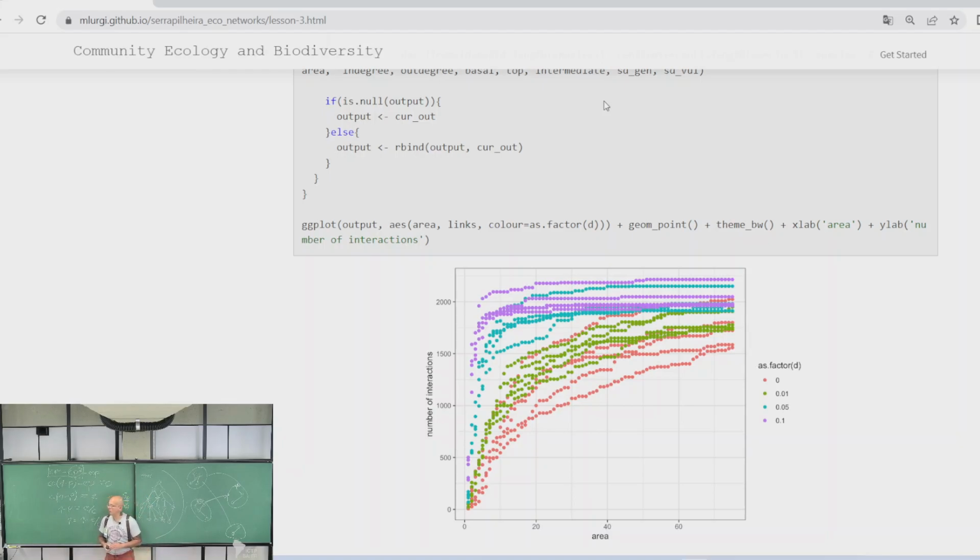But I was looking for something more distinctive, especially in the first part of the plot. So if you look at this part, at areas between 0 and 10, let's say, what do you think about this? The communities with more dispersal get to the point of maximum species number faster.